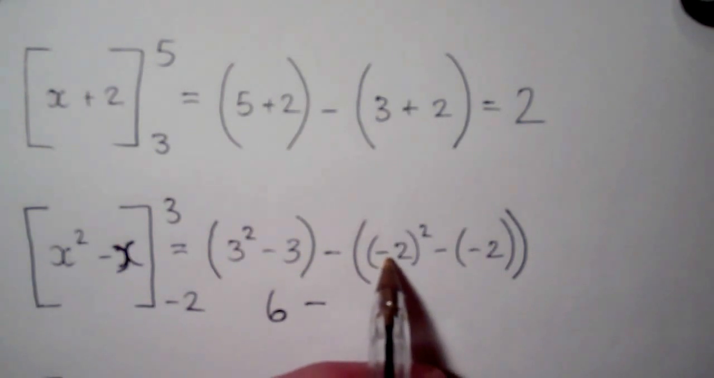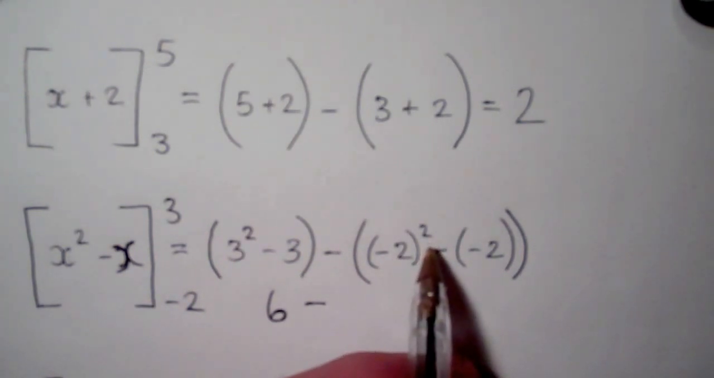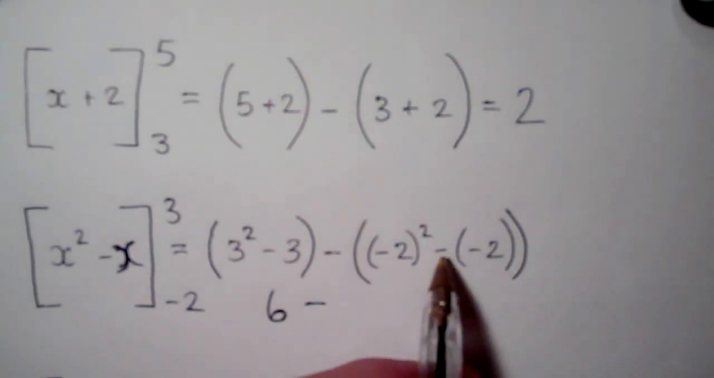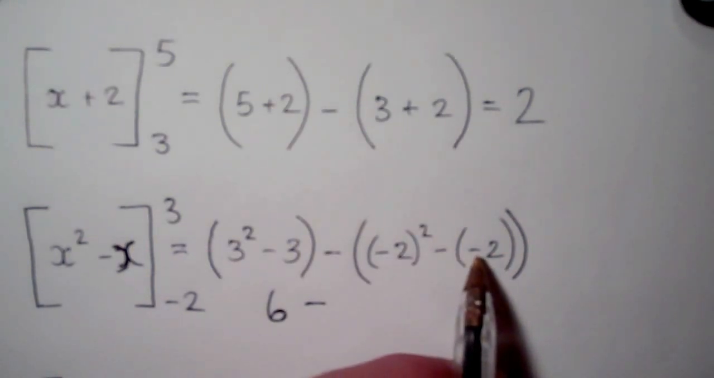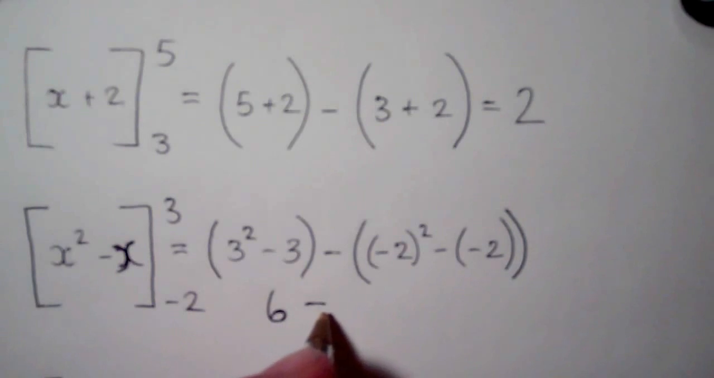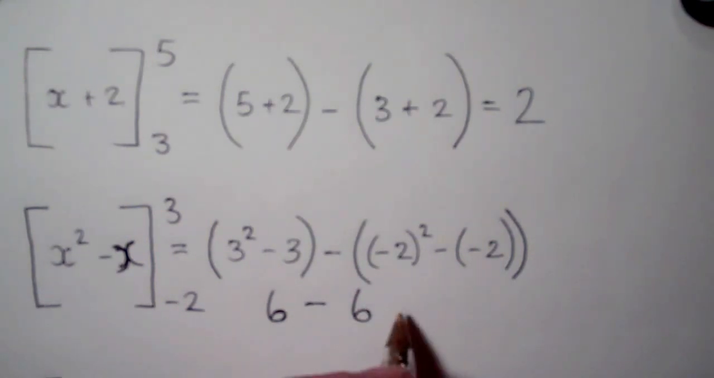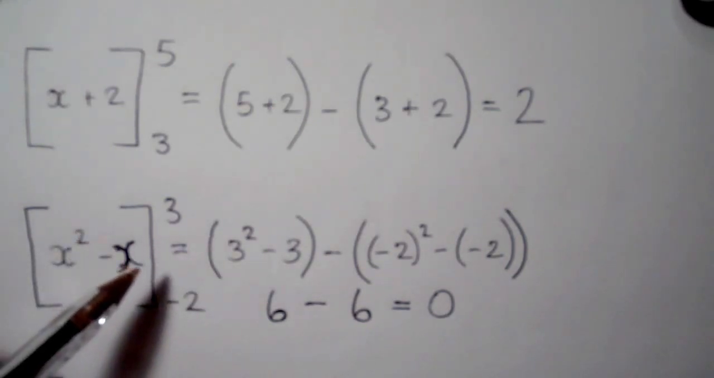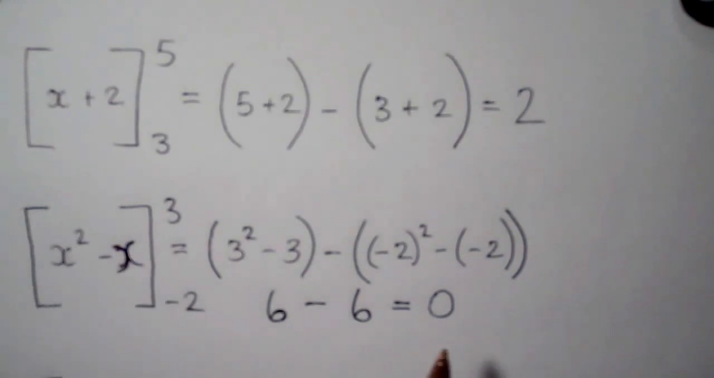Second bracket is minus 2 squared, which is 4, minus minus 2, so that's plus 2. 4 plus 2 is 6. So now we've got 6 minus 6. 6 minus 6 is nothing, 0. So this definite integral gives us a 0. Why is that? Well, you'll see what it is later on in another video, which will be later in the week, when you look at what it is that these definite integrals are used to calculate.